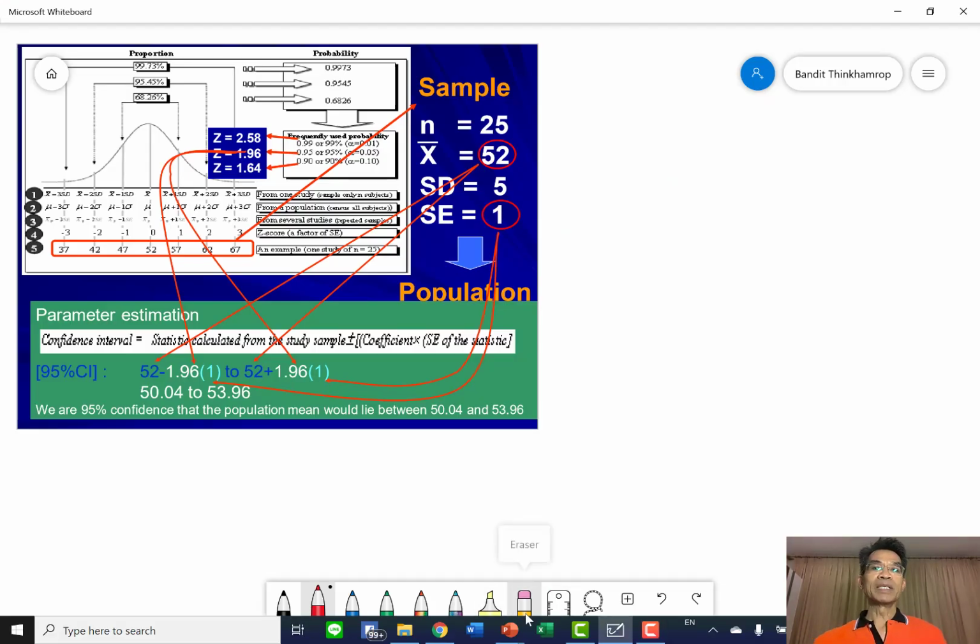For this purpose, I bring you to this writing whiteboard. Suppose we have this, and this one affects the width of the confidence interval, right? What we can do is change these two things.